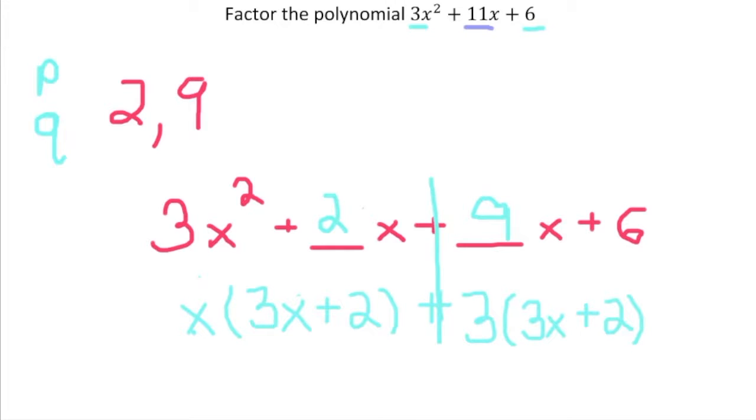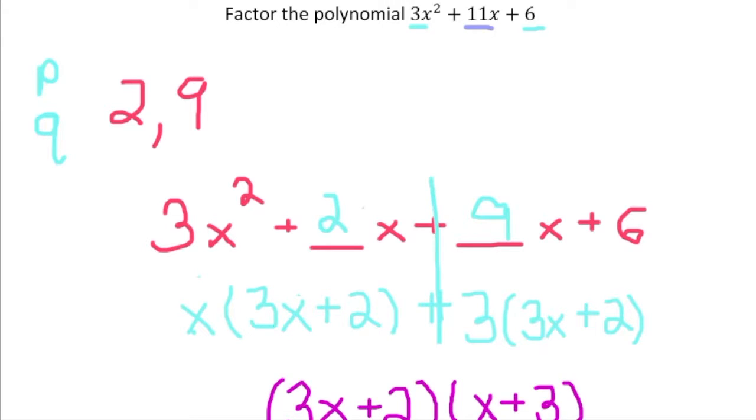Now that we have that, if we look at the left side and we look at the right side, those also have something in common. They have a 3x plus 2 in common. So we can factor out 3x plus 2 from the whole thing. And then that just leaves an x on the left side and a 3 on the right side.